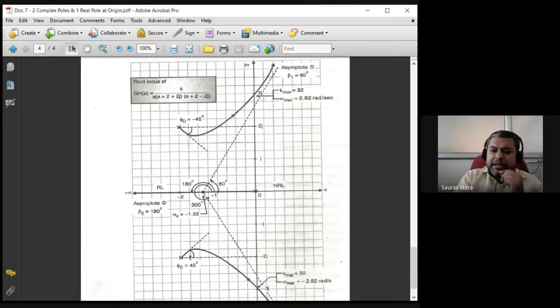So it will start at minus 2 minus 2j, then it will go up with an angle of plus 45. Okay, so this is that plus 45 guideline. This is actually the guideline for angle of departure.